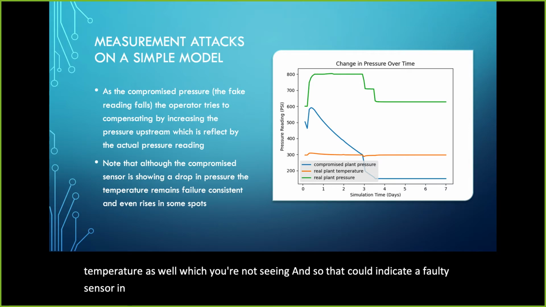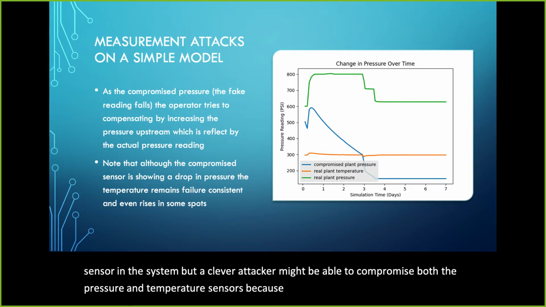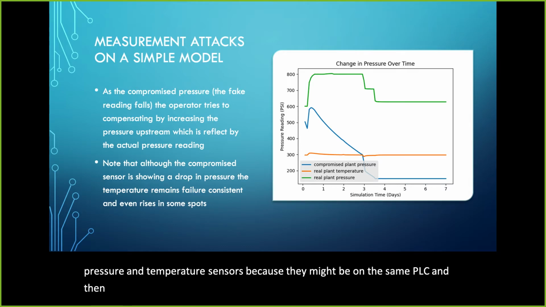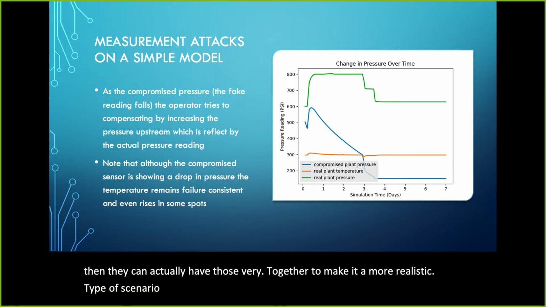But a clever attacker might be able to compromise both the pressure and temperature sensors because they might be on the same PLC. And then they can have those vary together to make it a more realistic type of scenario where the operator might not be able to tell that this system is being compromised.